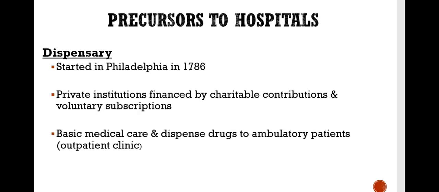We also had dispensaries. They started in Philadelphia in 1786. Private institutions, they were financed by charitable contributions and voluntary subscriptions. They provided basic medical care and dispensed drugs to ambulatory patients. They actually began with apprenticeships at the time. So this was not the actual education for medicine, it was not standard yet.